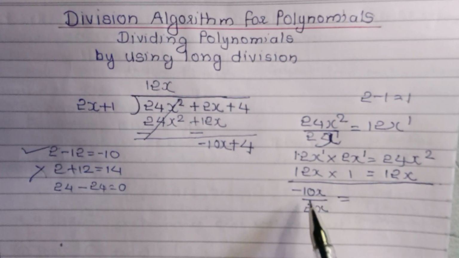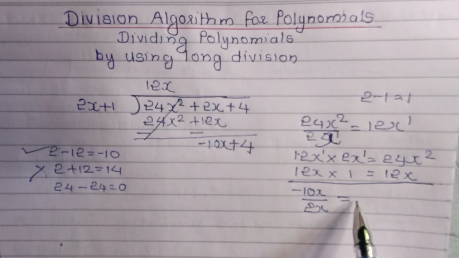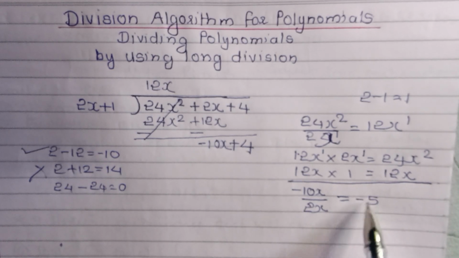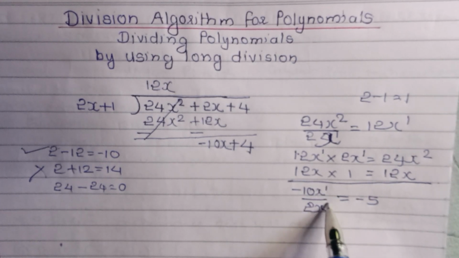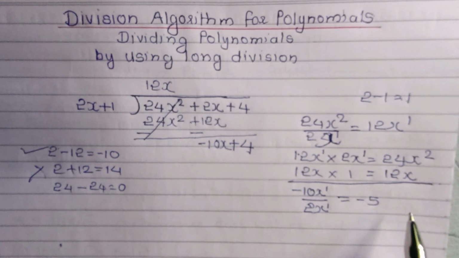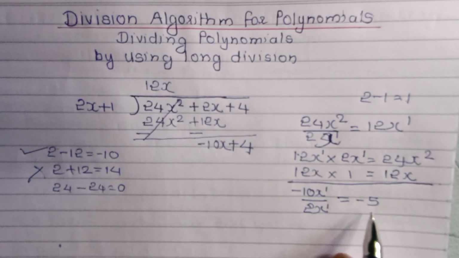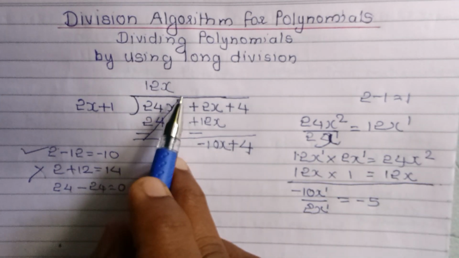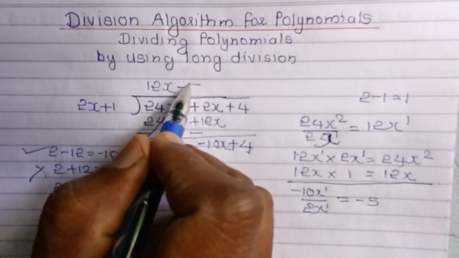Now you have to divide both. Minus 10 upon 2 is how much? Minus 5. And this is degree 1, this is also degree 1, and 1 minus 1 is 0. So 0 means no need to write any variable. Simply write minus 5. So this minus 5 is the second term of the quotient. You have to write it here.